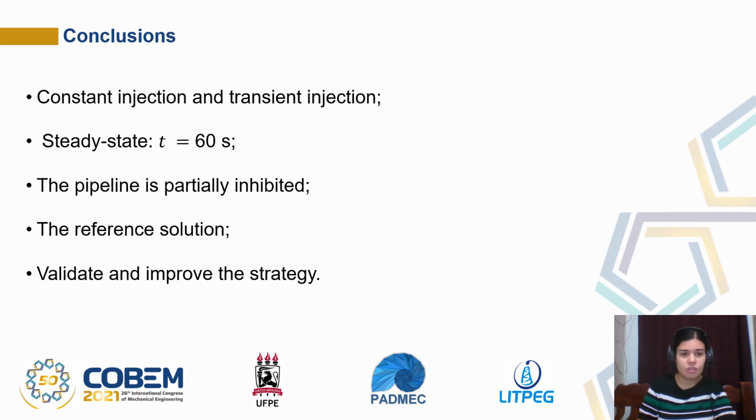From the results obtained, it was possible to verify that from t equal to 60 seconds, the flow reaches the steady state and the average mass fraction is always greater than or equal to the required mass fraction. The color maps show that the pipeline is partially inhibited even in cases where the average fraction is higher than the required mass fraction.